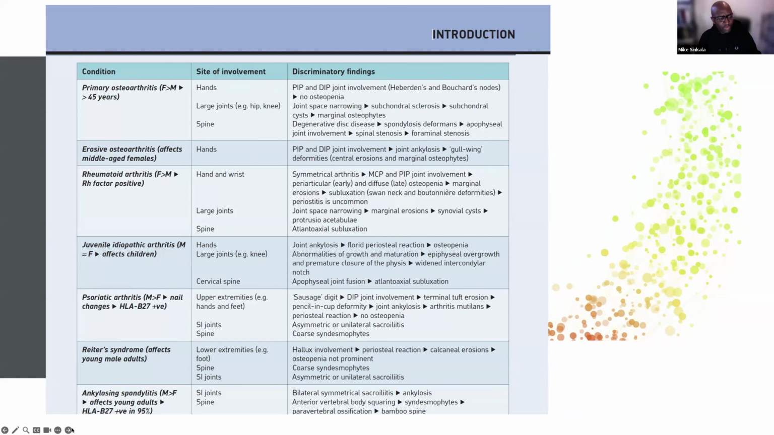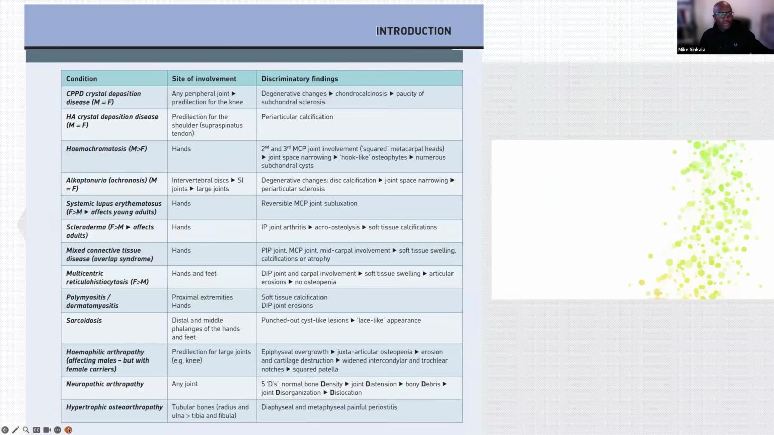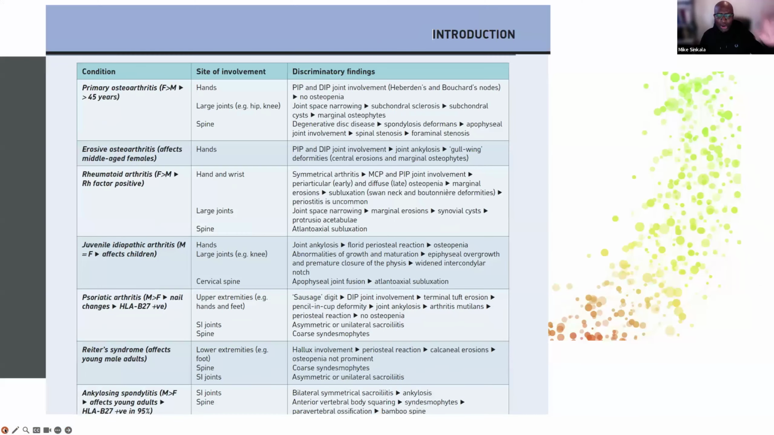The next ones will be CPPD, HDD, and hemochromatosis. All these are different types of arthritis that are out there. Some of these are not common, but the majority of the ones on page one are quite common. And we're going to spend a bit of time talking about these ones on page one.